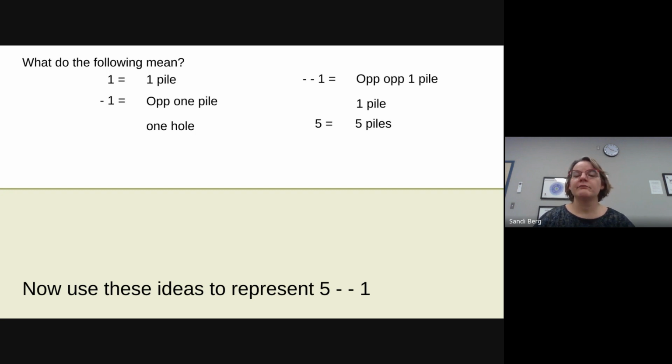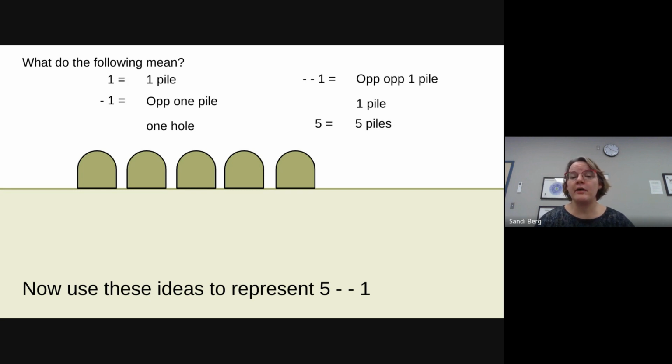So 5 and opposite 1. I'll give you a moment to just draw it. And if you have time, go ahead and draw your arrows and solve it. So you probably should have started by drawing 5 piles and the opposite of a pile, which we know is another pile. So I've got my 5 piles and I've got my 1 pile. And here now you can start to see, and kiddos can start to see, why is subtracting a negative? Why is that really just adding the opposite there?